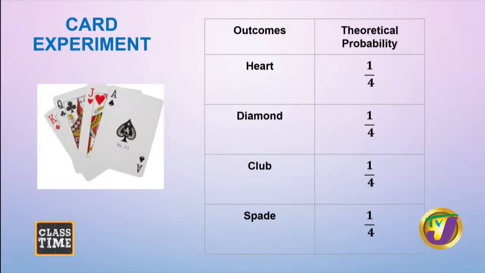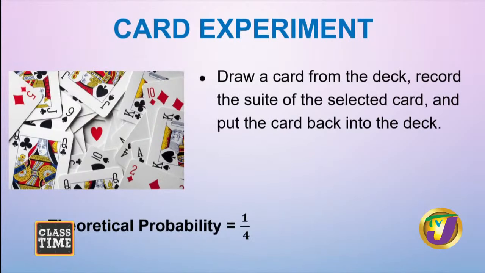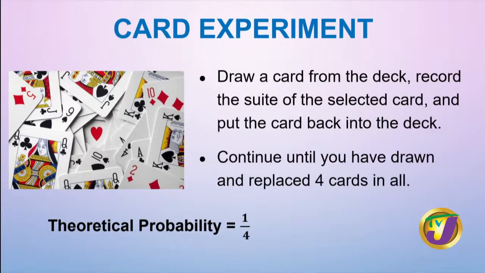We are going to do some tries and see what the experimental probability would be. So here are the instructions for at home. Get your cards, get mommy, get daddy, get your sister, get grandma, and try this experiment. You draw a card from the deck, record the suit, and put the card back in the deck. You have to put the card back, because if you don't, you're changing the total number of possible outcomes, right, Brittany? Yes. And you want to continue until you have drawn and replaced 4 cards.